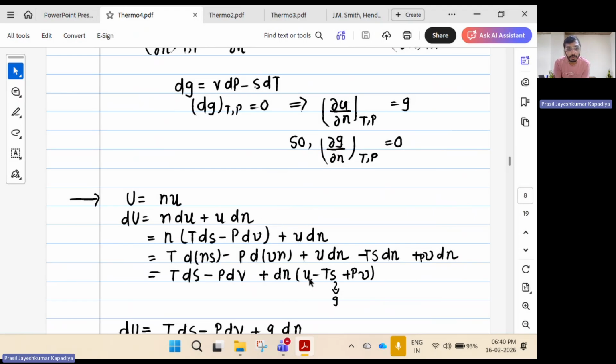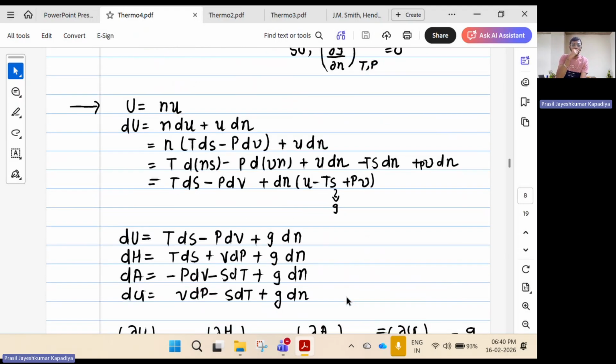So my equation will be equal to this: N into s will be equal to capital S, v into N will be equal to capital V, and this dN, since dN is common in this whole thing, it is u minus Ts plus Pv. So what is my u minus Ts plus Pv? u plus Pv is h, minus Ts is nothing but g. So I can write it down as dU is equal to TdS minus PdV plus g into dN for open system.